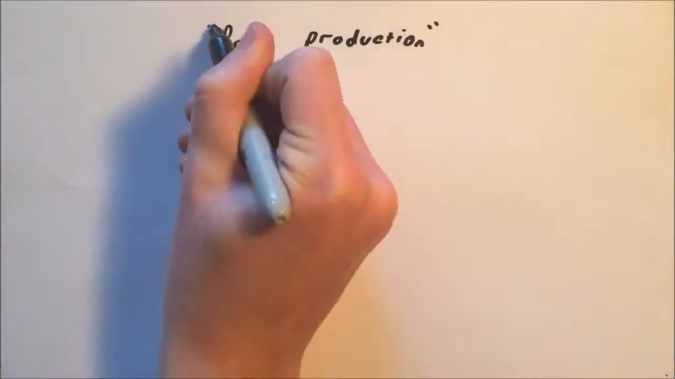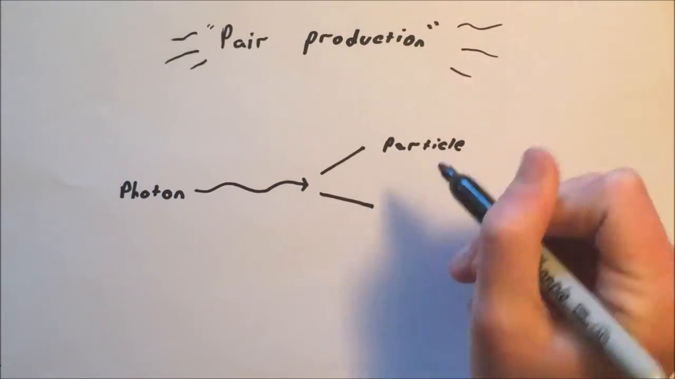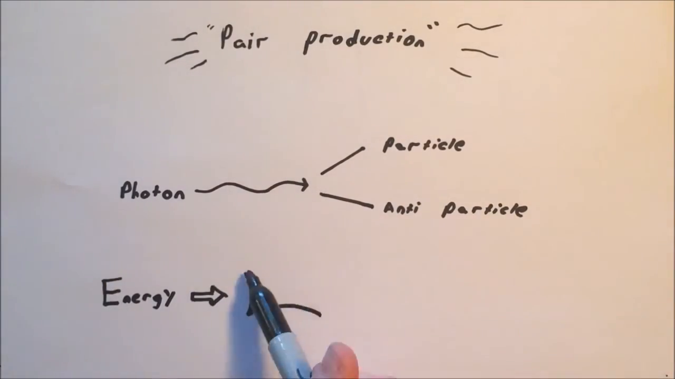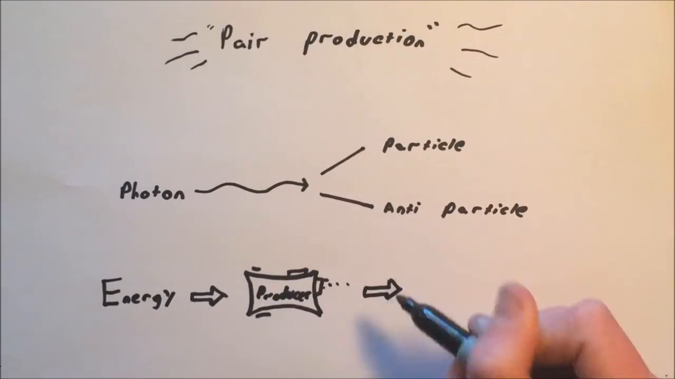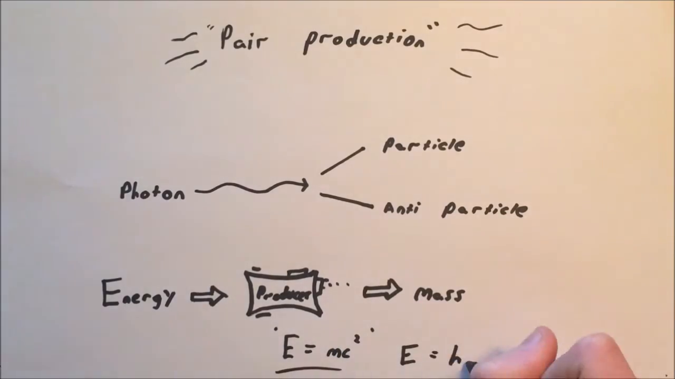A package of light is called a photon. The higher the frequency of the light, the more energy it has, as energy equals Planck's constant times frequency. If the frequency is high enough, it can split into a particle and an antiparticle, as mass is proportional to energy according to Einstein's E equals mc squared. This is known as pair production.